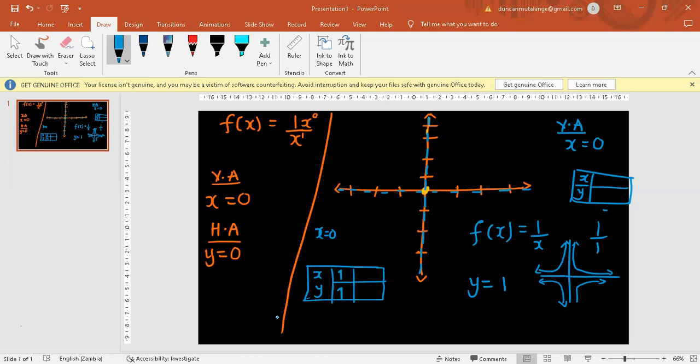I've picked the number to the right. So I've picked 1. So we know that our 1 is here, this is our 2, this is our 3. We should have labeled them, right? This is 1, this is 2, this is 3, and then this is -1, -2, -3. So now, if I've picked 1 over 1, 1 comma 1 is right here.